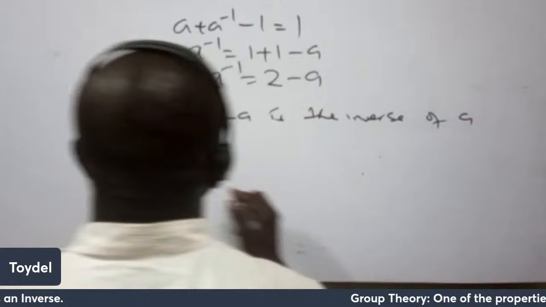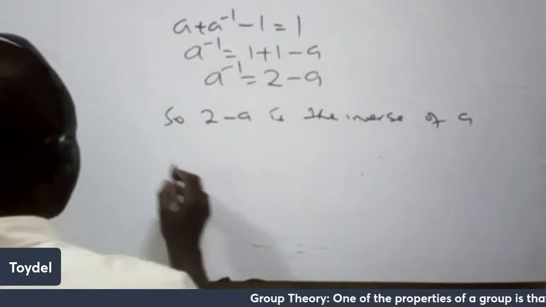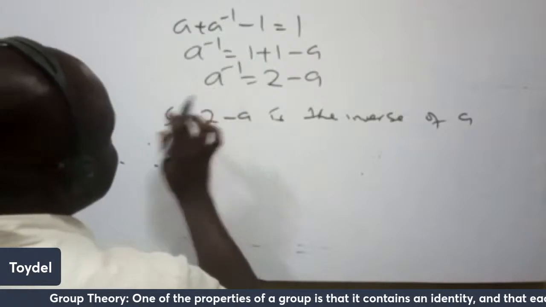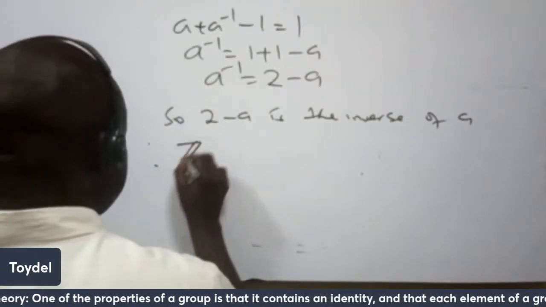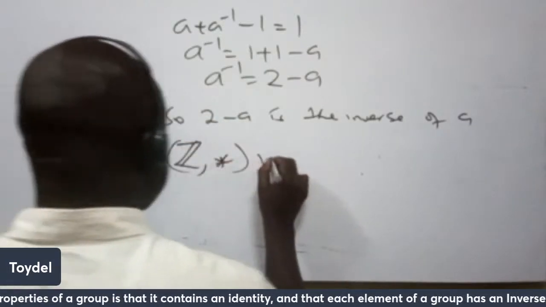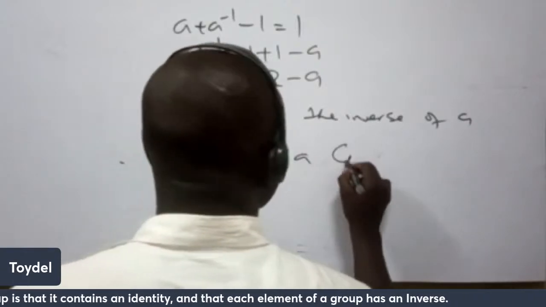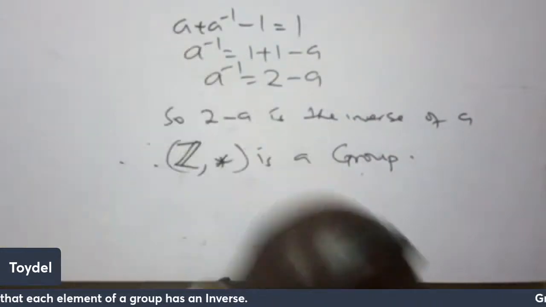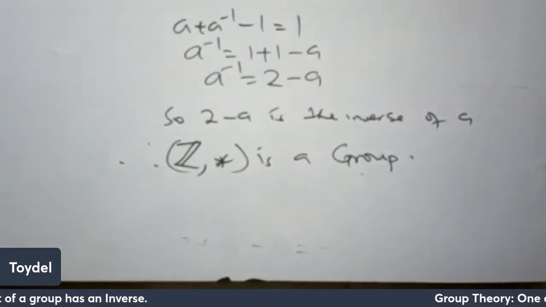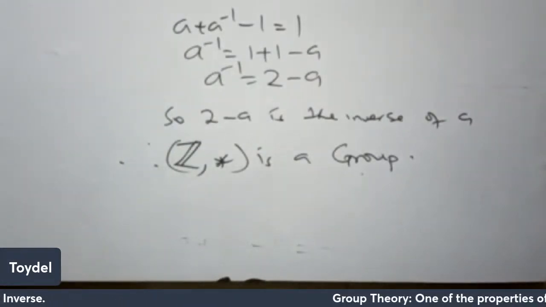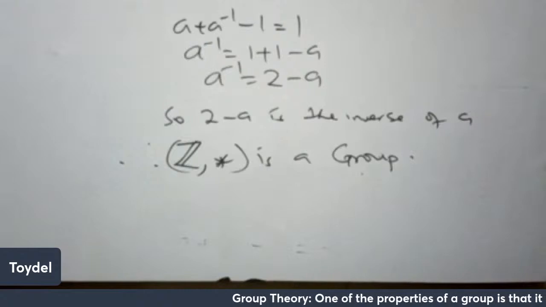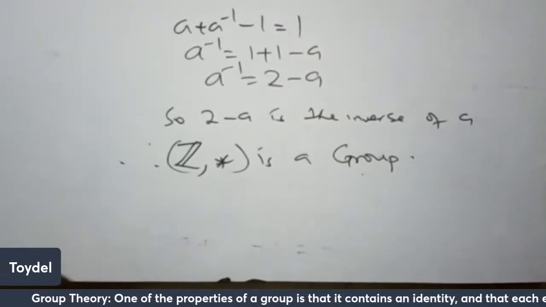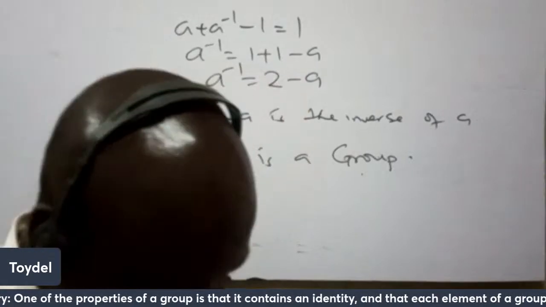So irrespective of what A is, since we have been able to show that it has an inverse element, then we now say Z, the integers under asterisk, is a group. So that is what we are asked to do. So we have been able to show that integers under asterisk is a group. So let's take one more example. Example 3.